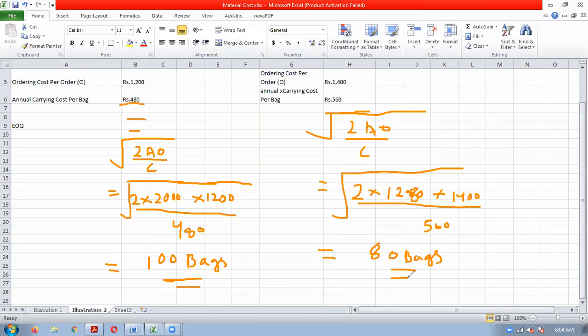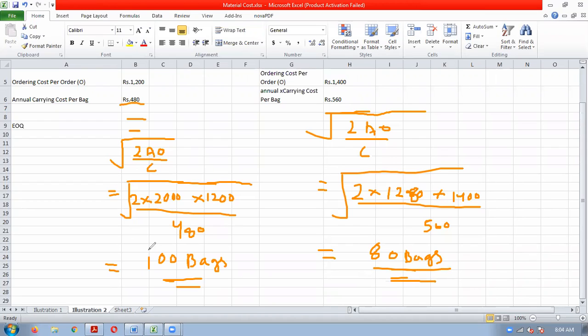2 into 1280 into 1400 divided by 560. How much are you getting? 6400 you will get. Then you take the square root, you will get 80 bags as the EOQ. Meaning, whenever you place an order, you will place 80 bags. Every time you give the order, you should place 80 bags.